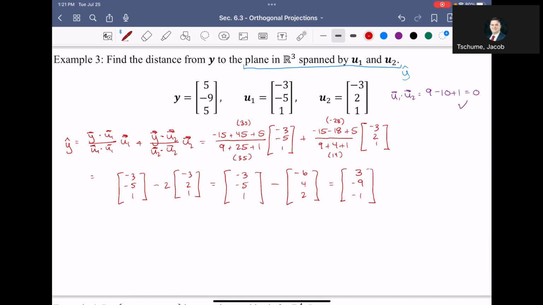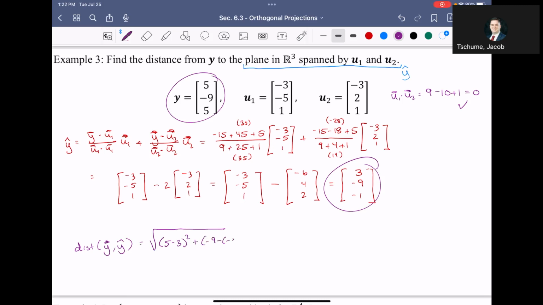And so this is your orthogonal projection in the plane in this case. So now to calculate the distance, just like the last problem, we need to find the distance between the original vector y and this y hat that we just found. So this will be the square root. So we're using this vector in this vector as far as subtraction goes. That will be 5 minus 3 squared plus -9 minus a -9 squared plus 5 minus a -1 squared.